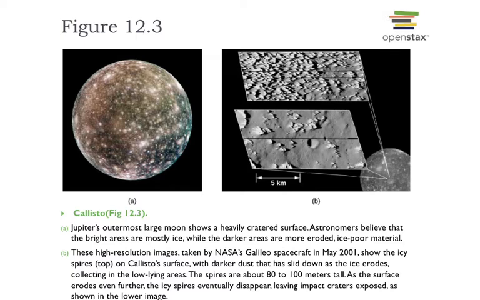Here we could see some images of the different terrain there. And we can see this kind of jaggedy terrain here that has about 80 to 100 meters tall, and it tends to erode. And on that bottom image on the right, you could see that it leaves behind kind of some impact craters that are exposed after that erosion there.